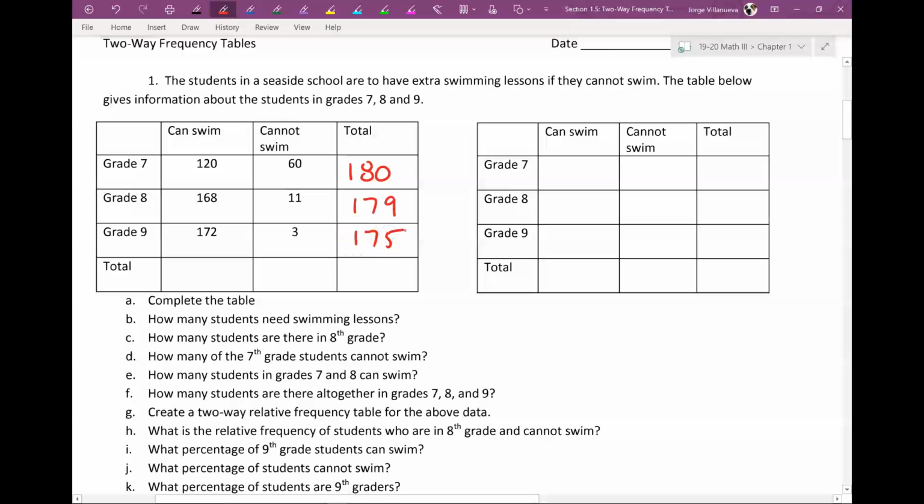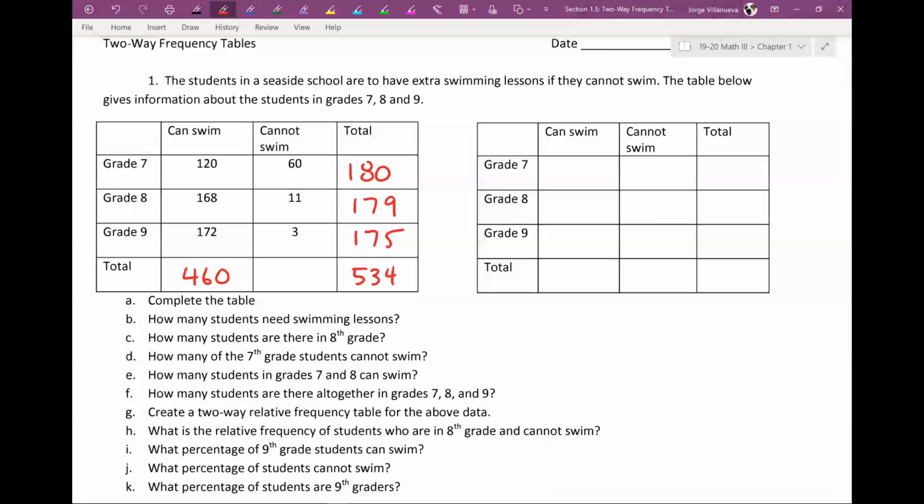So to find the total number of students, I'm just going to add 180 plus 179 plus 175, and I get 534. Okay? So I get 534. Now, that total needs to be correct in both directions, vertically and also horizontally. Okay? So I'm going to add my numbers vertically, the total of kids that can swim. That's 120 plus 168 plus 172. All that added up together is 460 students that can swim.